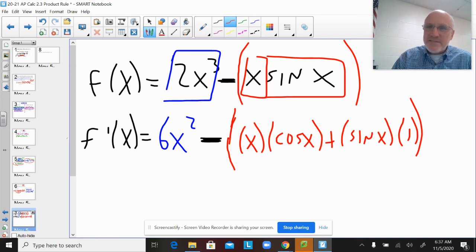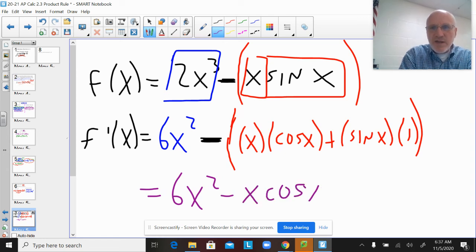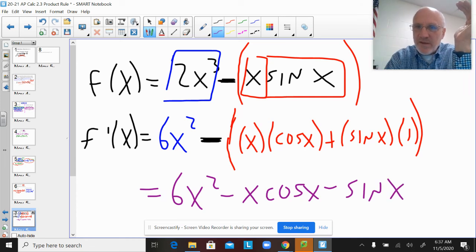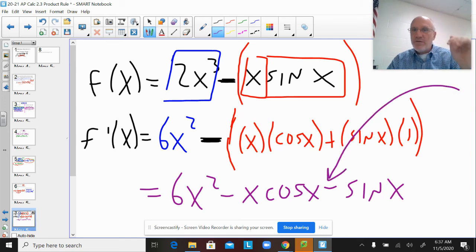If you stop there, nothing wrong with it. But the answer you'd probably see is just distributing the minus sign. I don't think you can compare them like terms to combine. But I think this would become 6x squared minus x cosine of x minus sine of x. And if you forget those big red parentheses, that purple minus sign you would have left as a plus, and that would have been absolutely wrong. Just be real careful using the product rule.